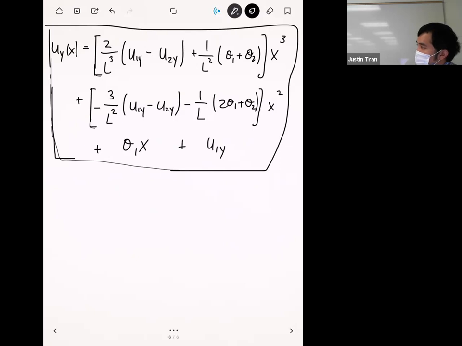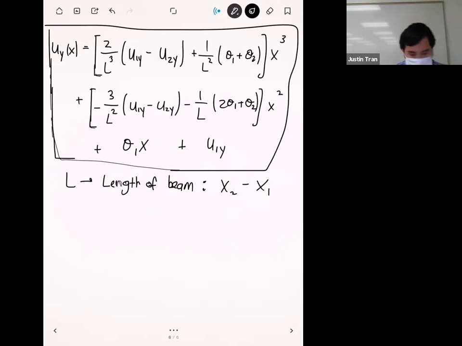All right, so that's our deformation function, and it's pretty gory. One definition here that we haven't seen yet, or we've seen L, but just to make sure: L here is the length of our beam. The way that's defined here is x2 minus x1, so it's the position of the right side of the beam minus the position at the left side. So in case you're wondering where the L came from.